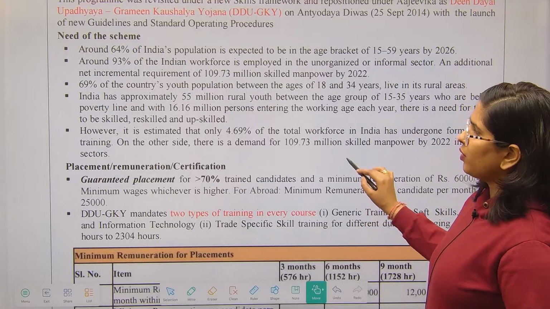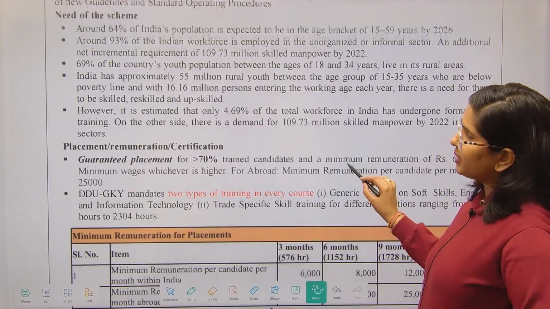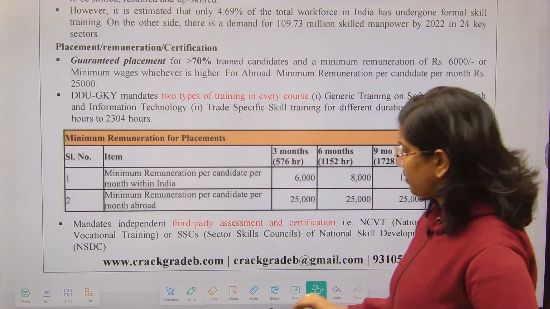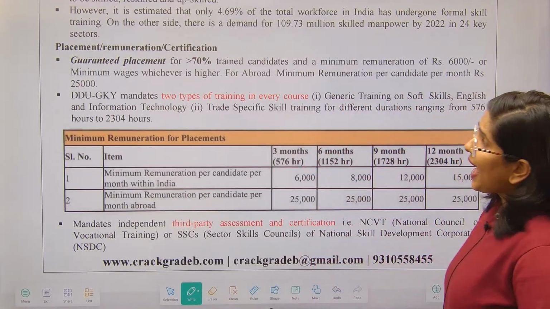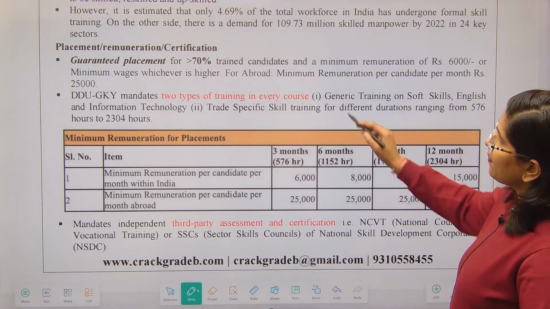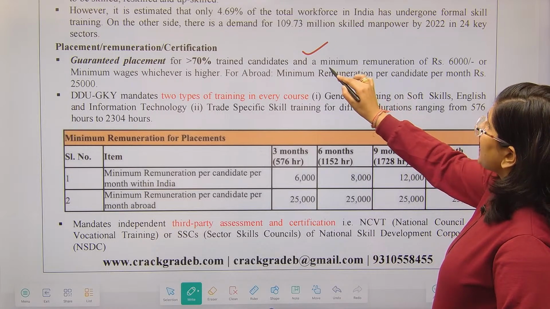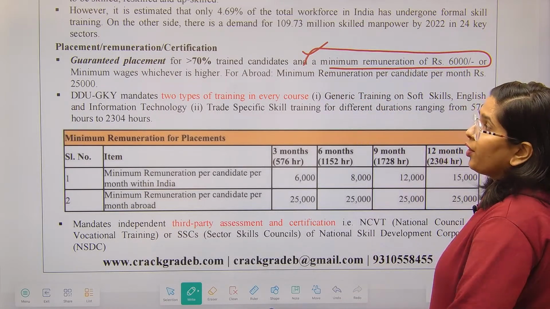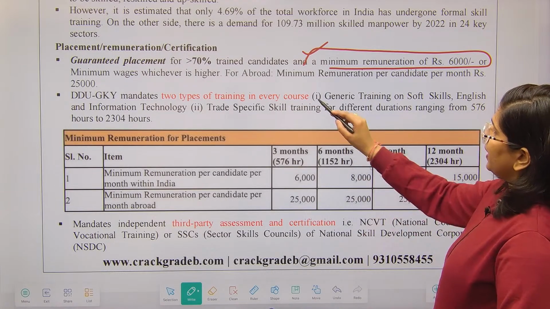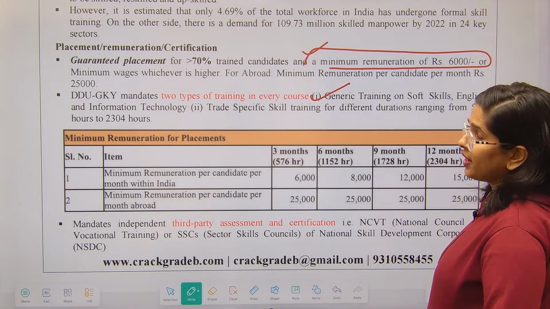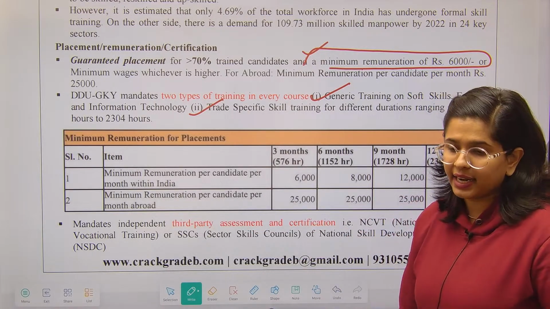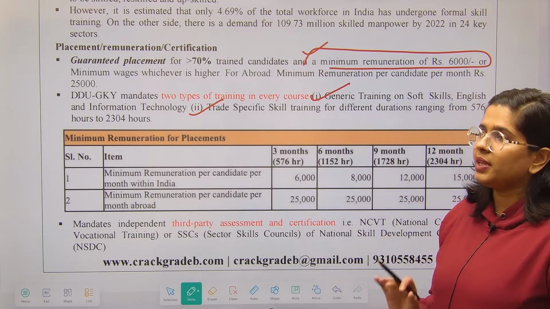Now this is all about the need of the scheme. Why do we need the scheme? Placement and the remuneration certification. So this is something which is important. So guaranteed placement for 70% of the trained candidates and a minimum remuneration of 6,000 rupees. It also mandates two types of training, that is generic training on soft skills as well as trade specific skills related training. So remember the name of trainings.